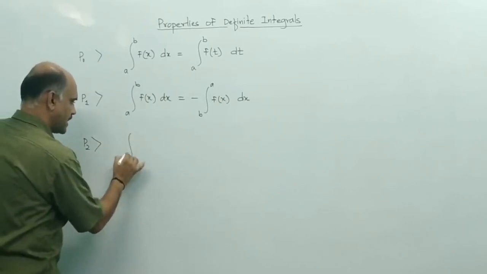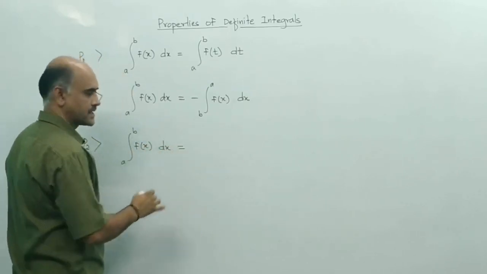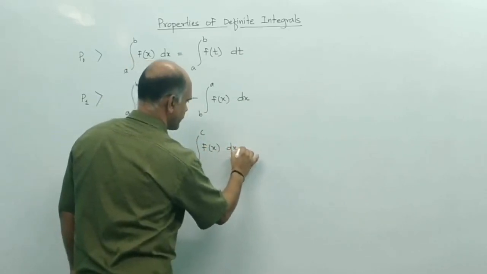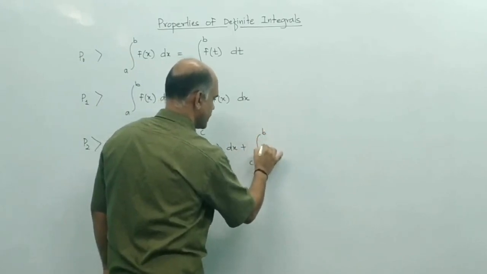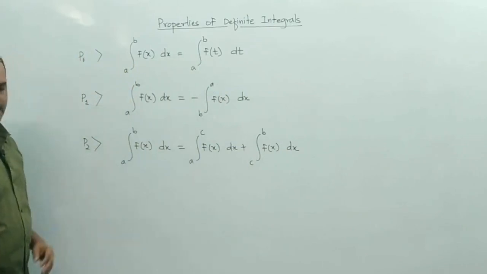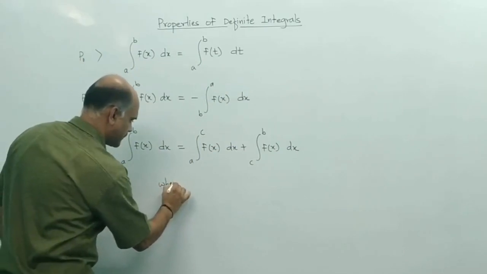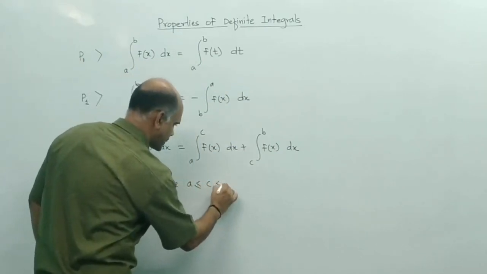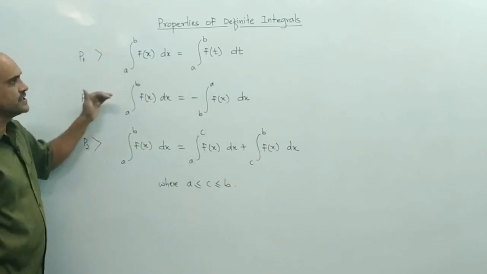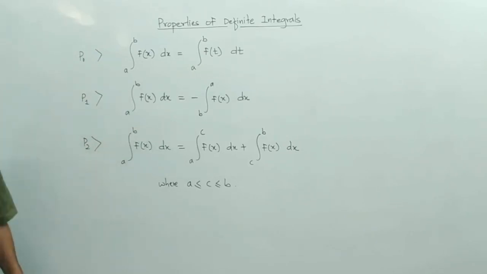Third property, that is P2. Integration a to b f of x dx can be written as integration a to c f of x dx plus integration c to b f of x dx, where c is in between a and b, that is where a is less than or equal to c, less than or equal to b. So this is our third one. These we will be using for further derivations. Clear students? We will see the next ones.